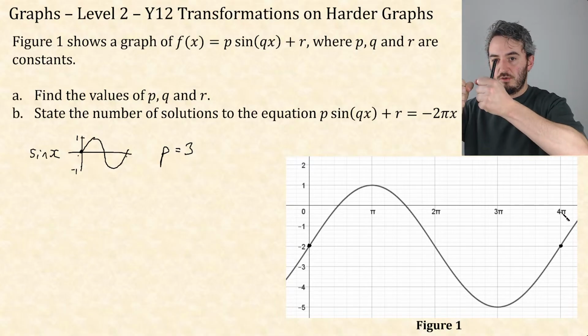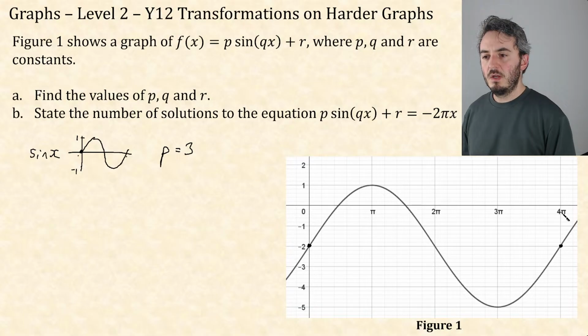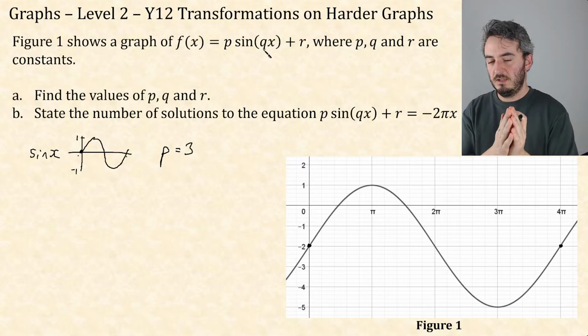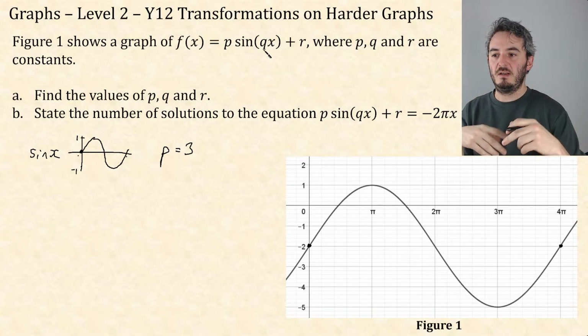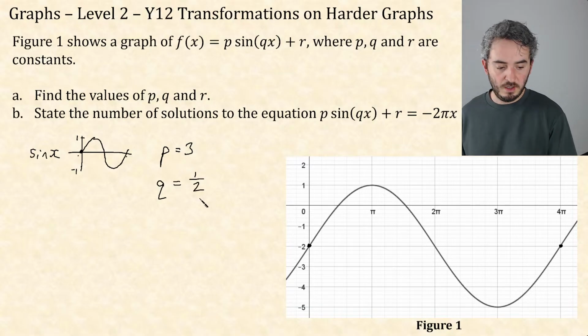So I know it's been stretched outwards by a scale factor of 2. So what would q need to be to give me a scale factor of 2 in the x direction? Well, not 2, that would squash it in. It's got to be half. Again, there's not really any working I can show other than stating that q is equal to a half.